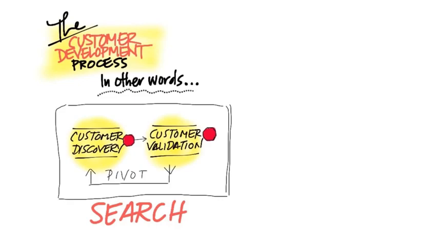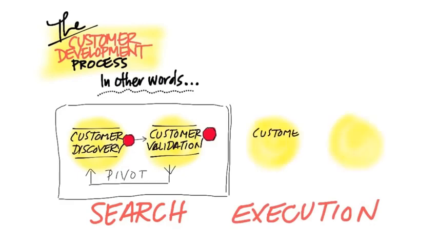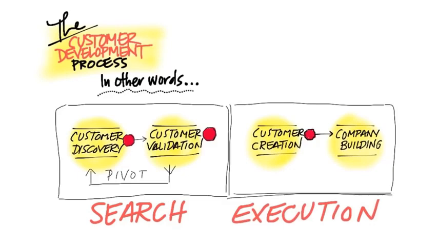Once you find this repeatable and scalable business model, then you go into the execution phase of customer development. And that's about creating end-user demand and scale, called customer creation, and then building the organizations to actually build your company for scale by transitioning from customer development into a functional organization that's oriented for constant and rapid execution.